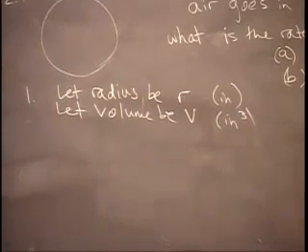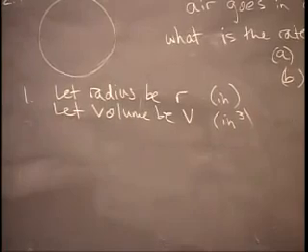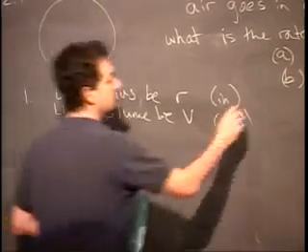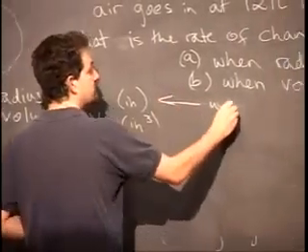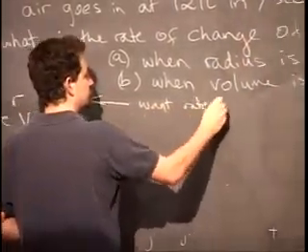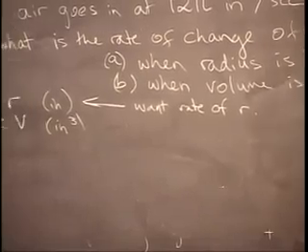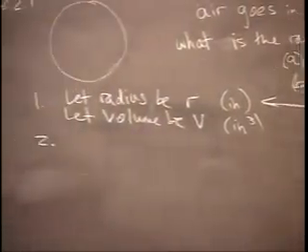Okay, which is the one that we're interested in the rate of change? Well, the question says, what is the rate of change of the radius? So this is the one we're going to want. We want the rate of this. All right. That's all that we need to do with step 1.